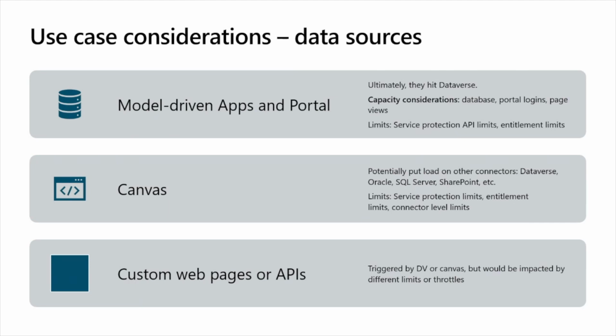For example, the SQL Server connector has limits on the number of calls per user or the number of calls per connection. The specifics of each throttle or limitation are not important for this discussion. It is important to understand the limits that apply to the connector or data source that your app is using.